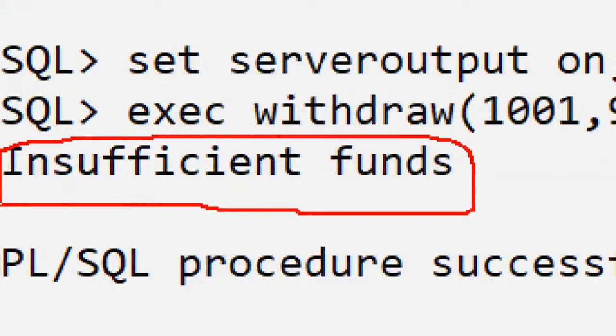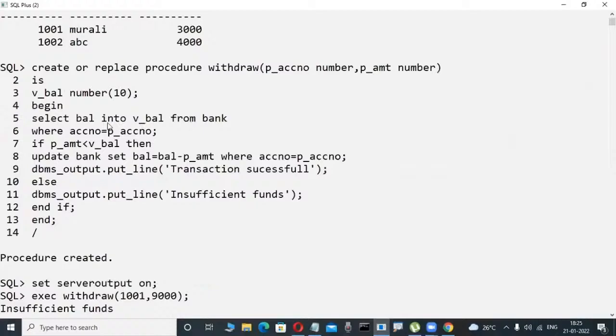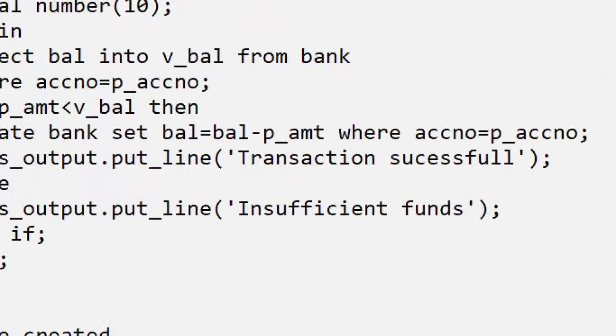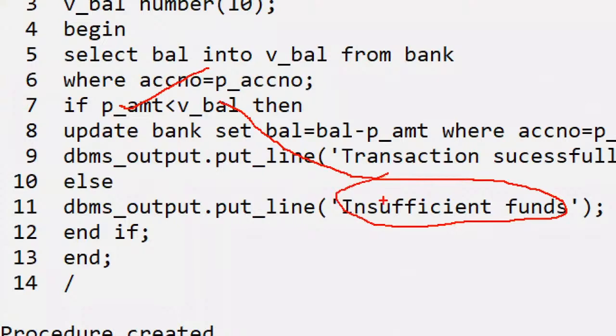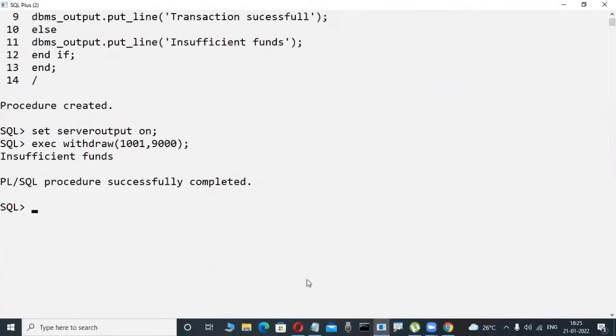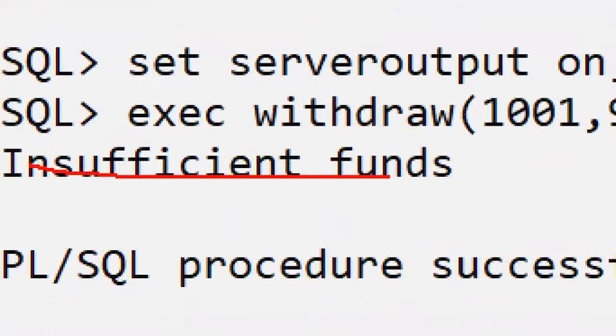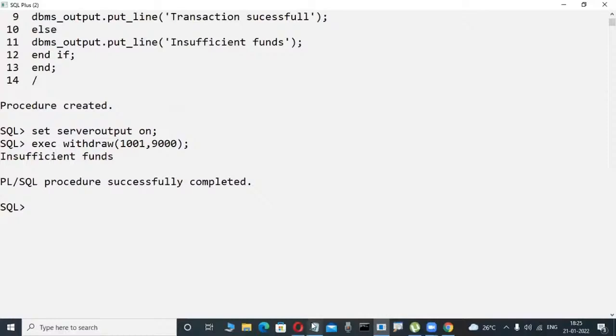How is it possible? This coding is executed, whatever I'm writing is executed. Your amount is more than the available balance, that's why insufficient funds only. It will display the message or not. Yes. Now, suppose, for example, logically observe here: insufficient funds is a message, it will be displayed or not. Yes.